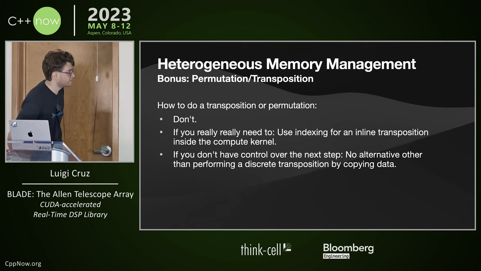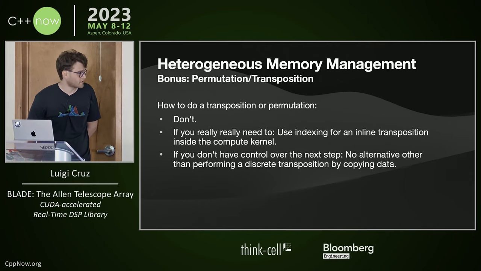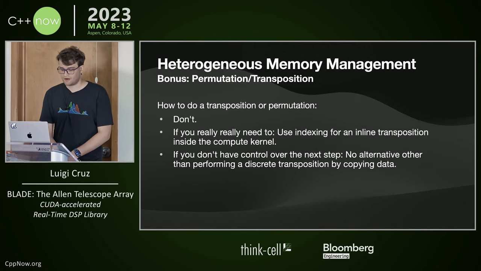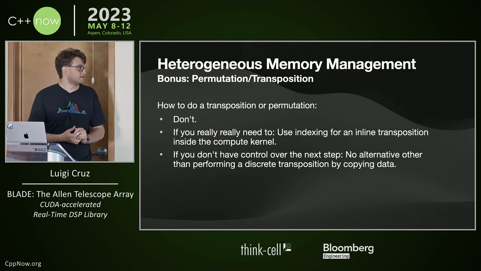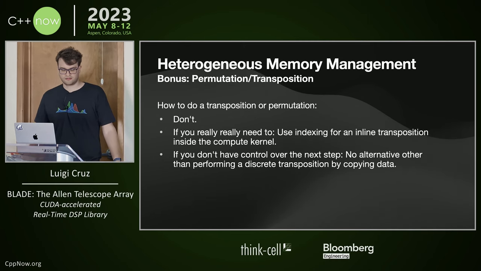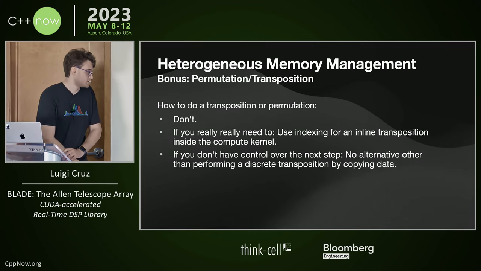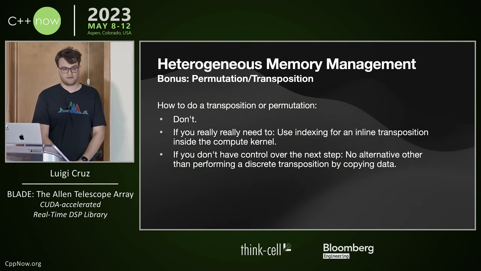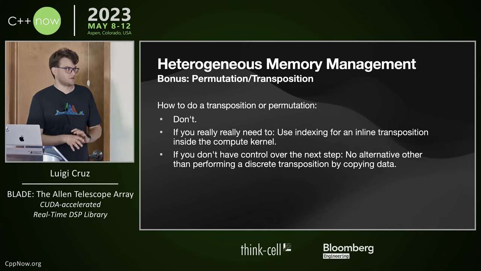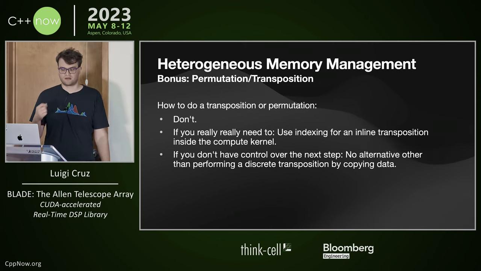So another thing about scientific or numerical code is permutations; transpositions are very common in this field. So we have three rules of transpositions. First, don't alter your code to use what you have. And if you really need to, you can use a view of your data instead of reading the data and copying it to another place.